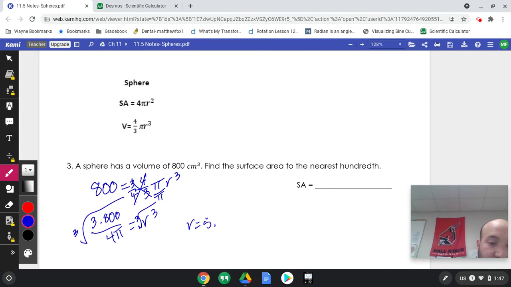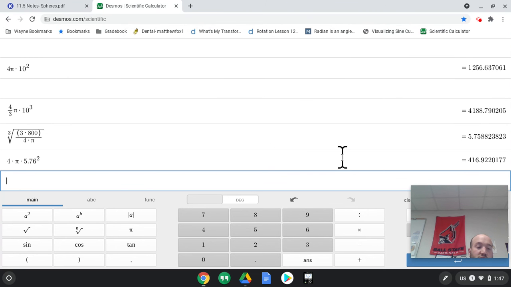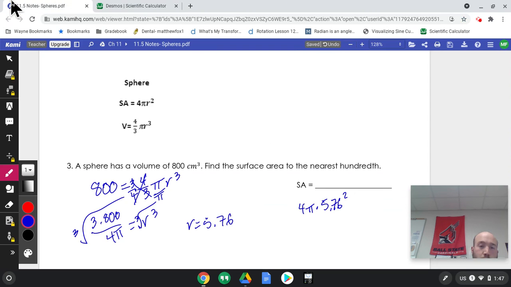So if the radius equals 5.76, now all I have to do to find the surface area, it's just 4 pi r squared. So 4 times pi times 5.76 squared. And we get 416.92 centimeters squared. Okay.